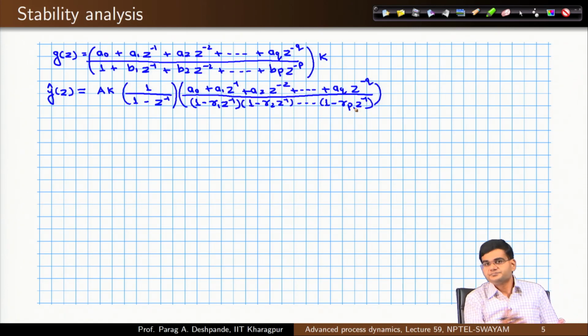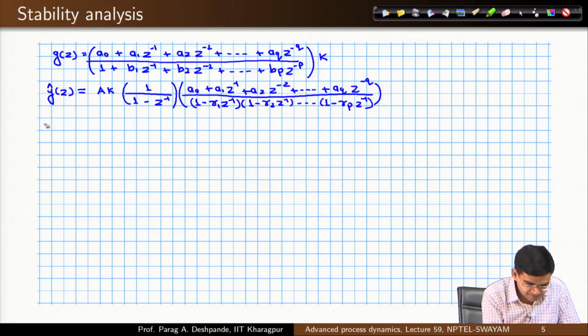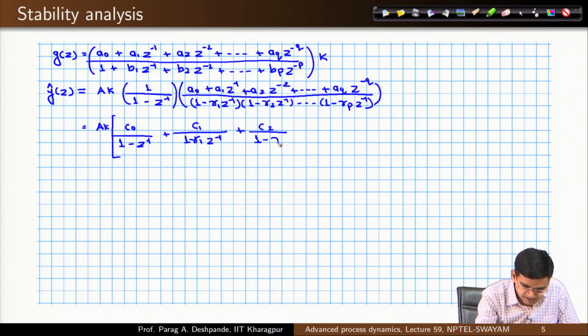Then what we will do? Same, we will do a partial fraction. So, what is going to happen? This will be A k multiplied by c 0 upon 1 minus z inverse plus c 1 upon 1 minus r 1 z inverse plus c 2 upon 1 minus r 2 z inverse up to plus c p upon 1 minus r p z inverse.